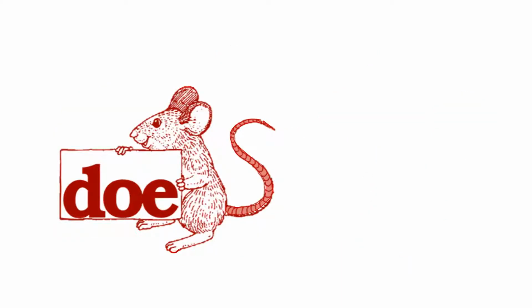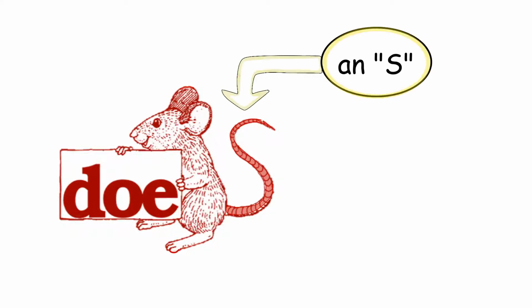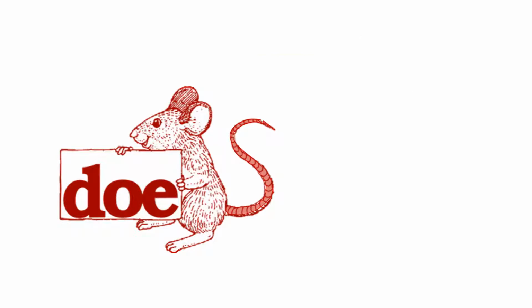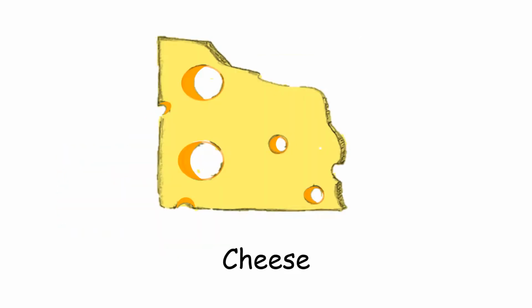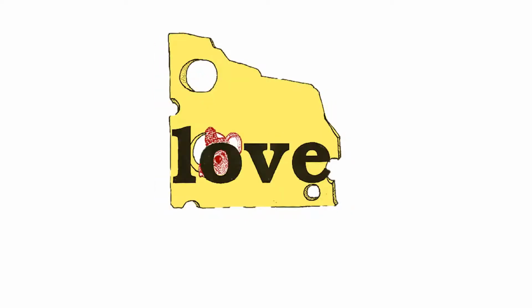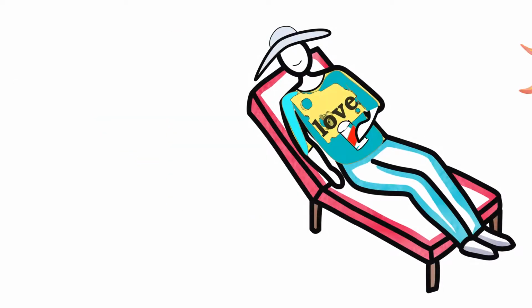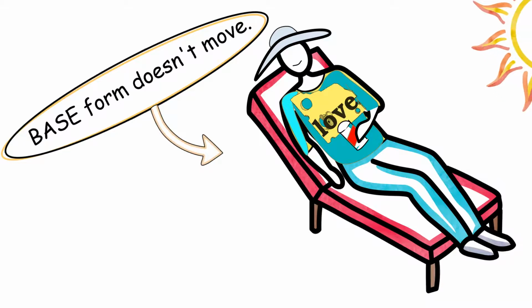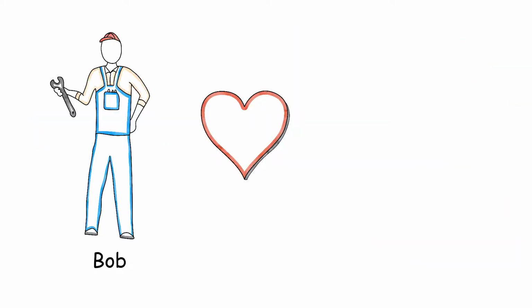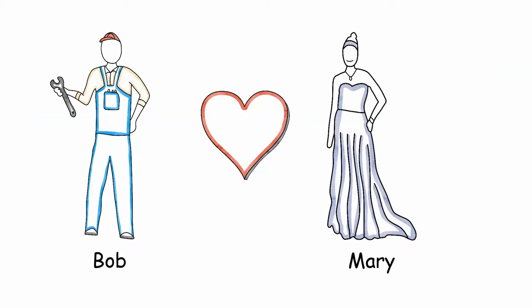This is the does mouse. Here you can see that his tail is an S. Here's how it works. Typically, what does a mouse like to eat? Cheese. Everybody says that. This is our cheese. The cheese is the base form of a verb. It's just going to sit there while we make 4 different sentences. So the does mouse is going to help us tell a story. It's a love story about a guy named Bob and a girl named Mary.